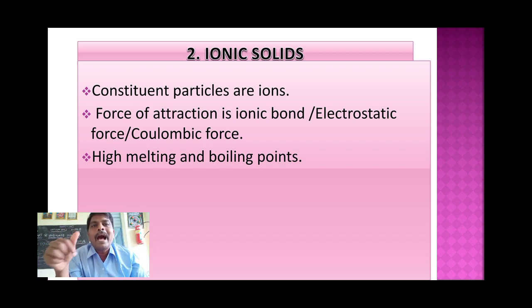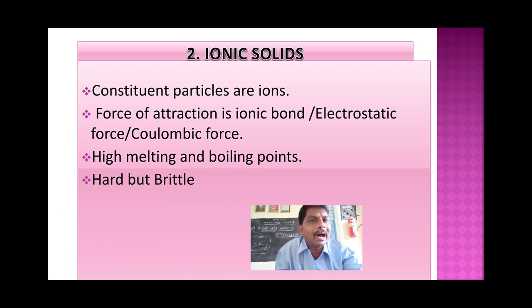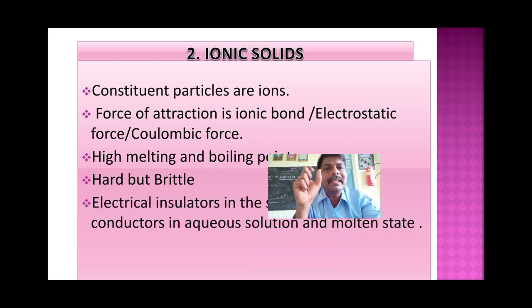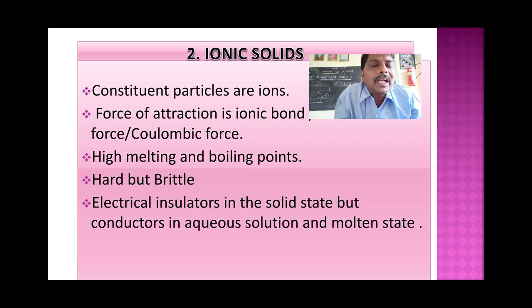So that's why they have high melting and boiling points. In class 10th also you learned this one. In 11th also it is there. Properties of ionic compounds: ionic compounds have high melting and boiling points because they contain strong electrostatic forces. Their physical state is hard but brittle. They are electrical insulators in the solid state. They are not conductors in solid state because there is no movement of ions in solid state.